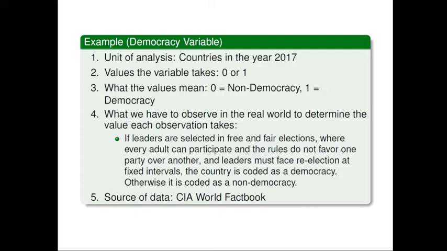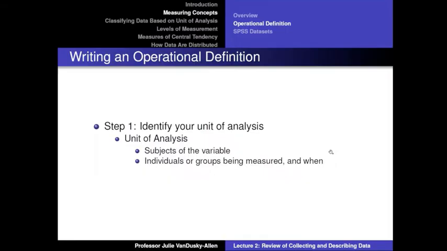Now I'm going to go through the steps of writing an operational definition. The first step in writing an operational definition of a variable is identifying the variable's unit of analysis. Recall that the unit of analysis tells us who we are measuring. Is it individuals? Is it groups? When do they exist?